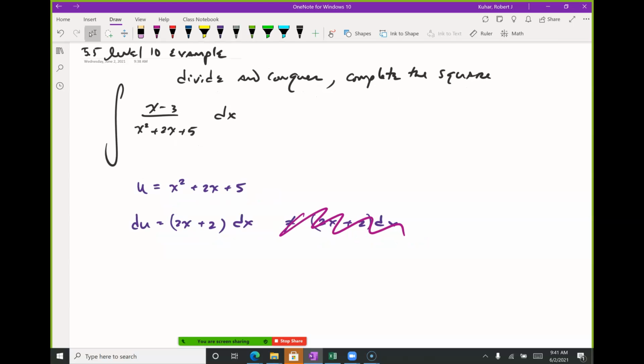So I don't have a 2x upstairs, but I can make it happen. Can I? I can make it happen. So I can multiply upstairs by 2 and divide by 2. So now upstairs I have 2x minus 6 over x squared plus 2x plus 5.